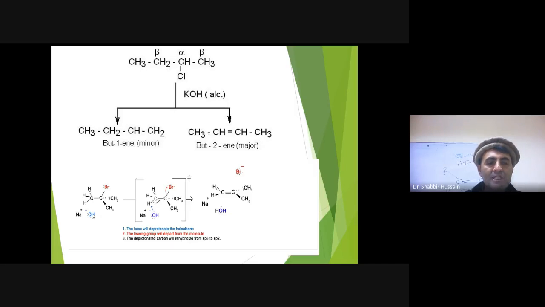So basically the base abstracts beta hydrogen, right? So beta hydrogen abstraction takes place. Similarly, here we see there are two beta hydrogens. So with potassium hydroxide, which beta hydrogen is abstracted? Either this terminal beta hydrogen or this secondary beta hydrogen. If we abstract this terminal beta hydrogen, this leads to the formation of this olefin. Sorry, the double bond was not mentioned here. There is a double bond, right? This is the minor product. This is an unstable product and minor product.